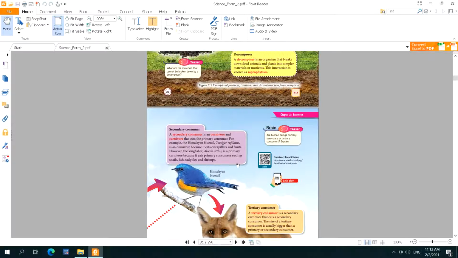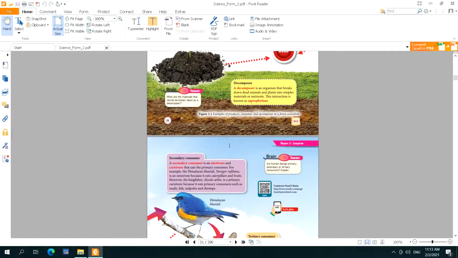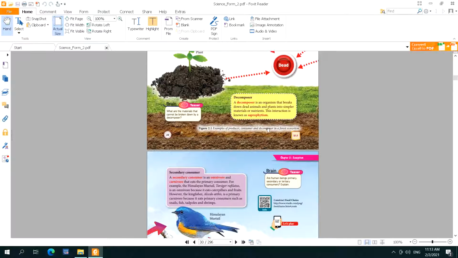And last one, all living organisms will die. So all that organisms will go through the decomposition process. Decomposition is a process. So what is decomposer? A decomposer is an organism that breaks down dead animals and plants into simpler materials or nutrients. Decomposition process is very important to return nutrients back into the soil.